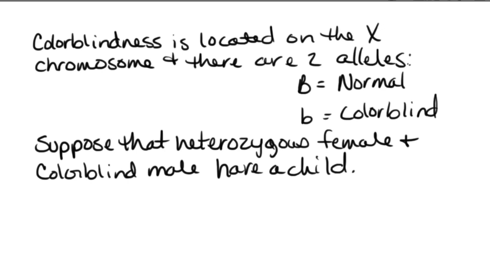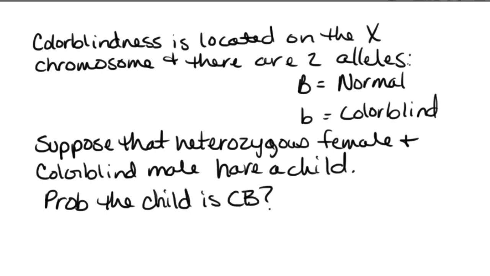And what we want to know is what is the probability that the child is colorblind, and I'm just going to write it like that, CB. So the first step with something like this is to write out what the genotypes of the 2 parents are.